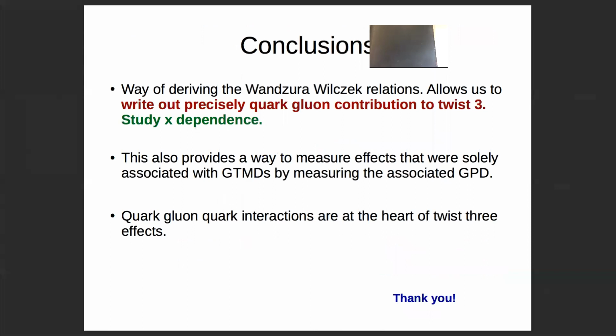Okay, so in conclusion, we looked at yet another way of deriving Wandzura-Wilczek relations for twist-3 GPDs, and that allows us to study the x dependence of these quantities. These GPDs are associated with things that you connected to GTMDs. So this gives you a way to look at things that the GTMDs were describing by measuring the associated GPD. And finally, the term which was denoted by calligraphic M, which is the quark-gluon-quark interaction, is at the heart of twist-3 effects and should be studied. Questions, comments?